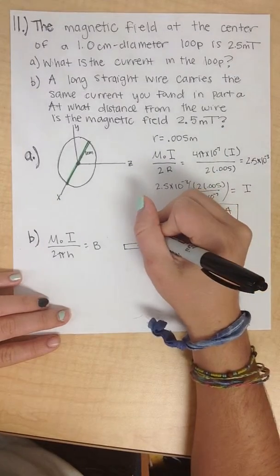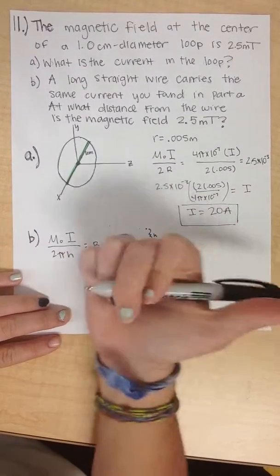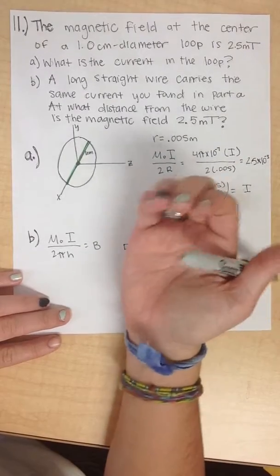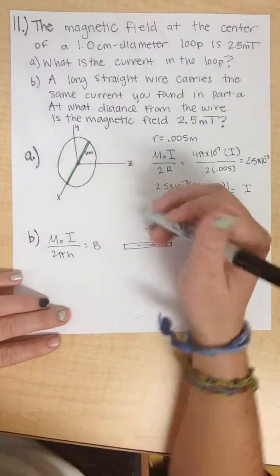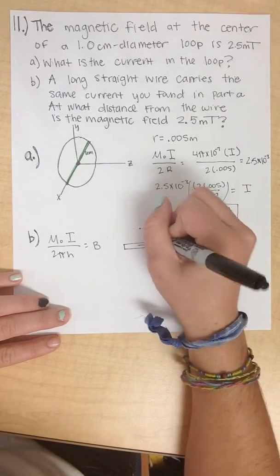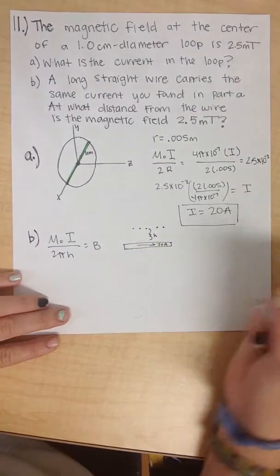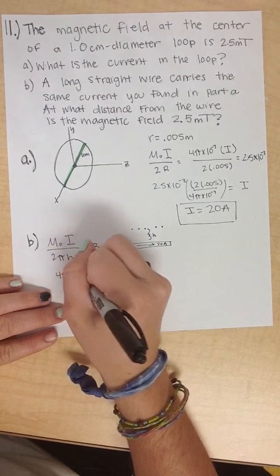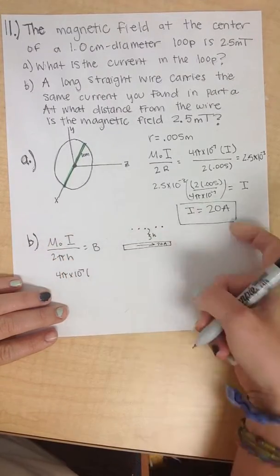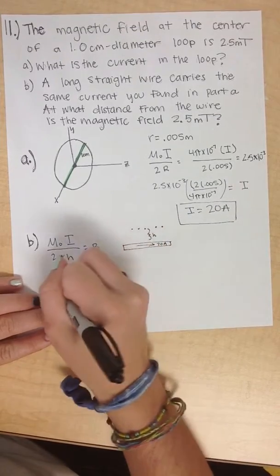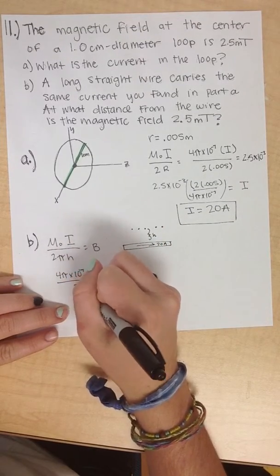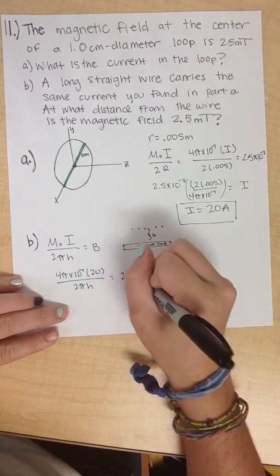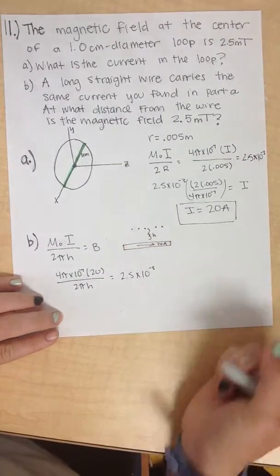And our magnetic field out here is going to be, if we do the right-hand rule, we have our thumb in the direction of the current, and so we know that the current is going to be coming straight at us. So we'll draw some dots up there. So if we solve for this, this is 4 pi times 10 to the negative 7th times our current, which is 20, over 2 pi h equals our magnetic field, which is again 2.5 times 10 to the negative 3rd.